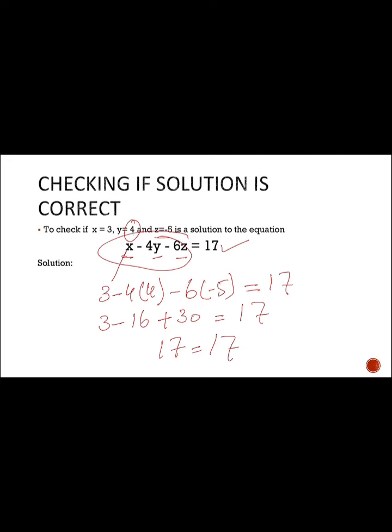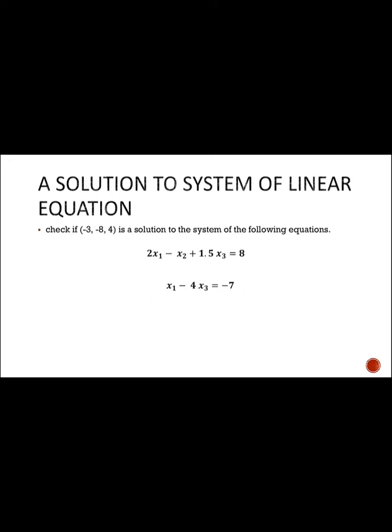Coming to the next question. When you have a solution to a system of linear equations with three values given, looking over here, 2x1 minus x2 plus 1.5x3 equals 8. Are these three values a solution to this equation? Let's see. 2 into minus 3, minus 8, plus 1.5 into 4. Is it equal to 8? Let's see.